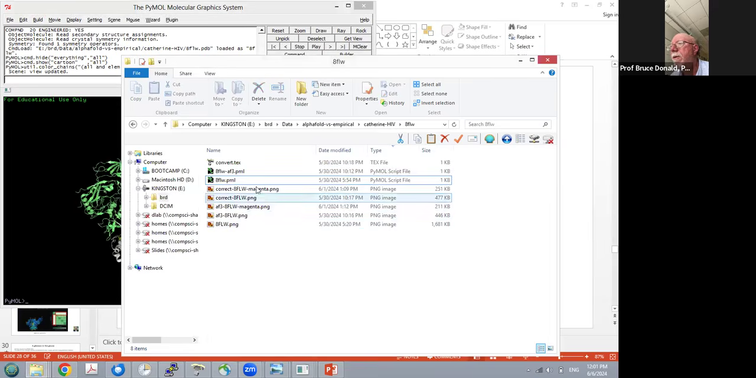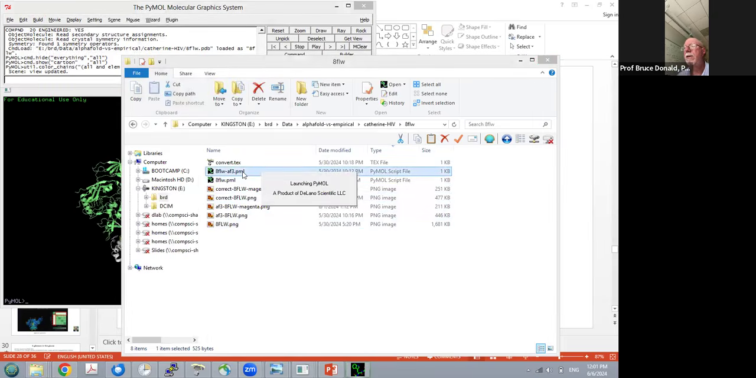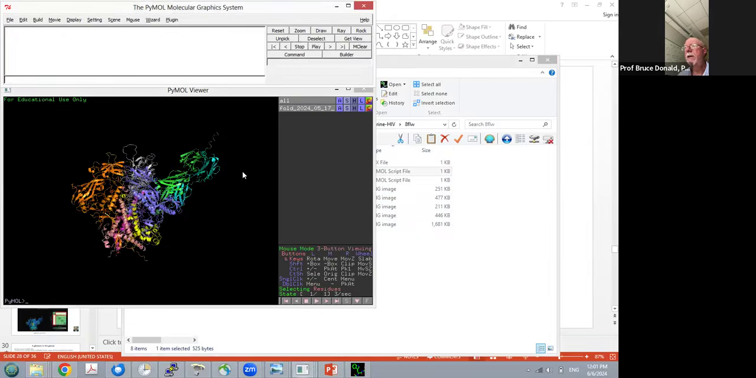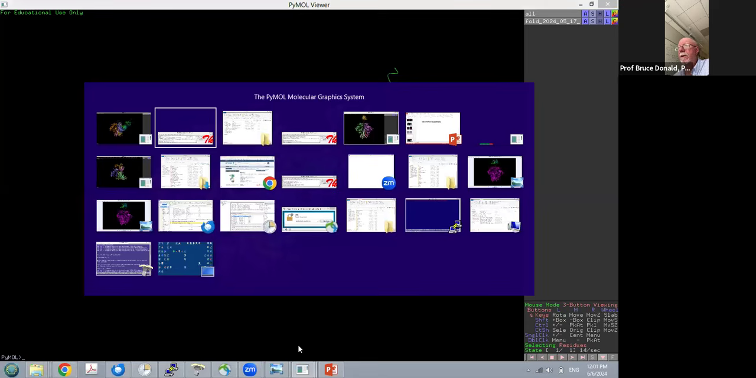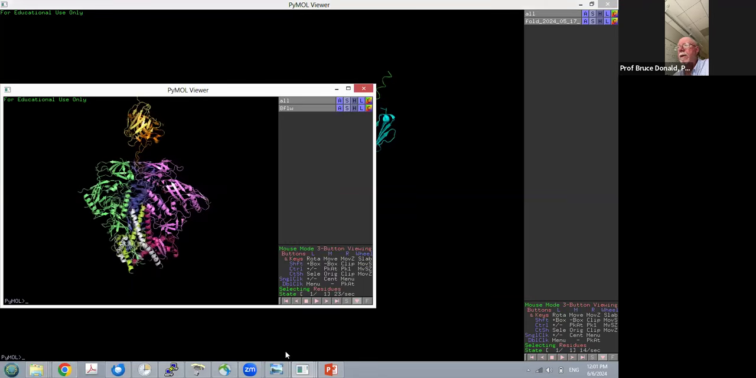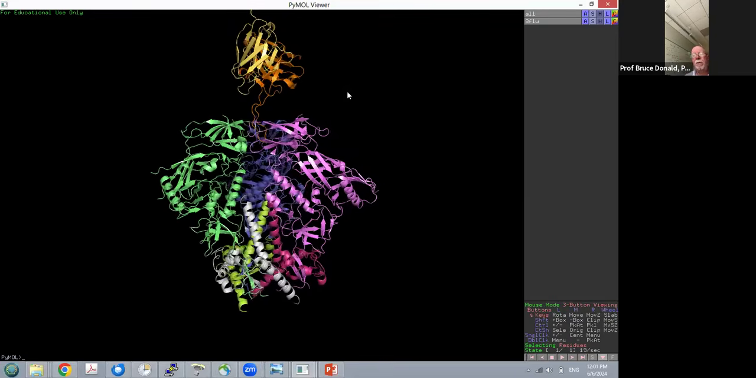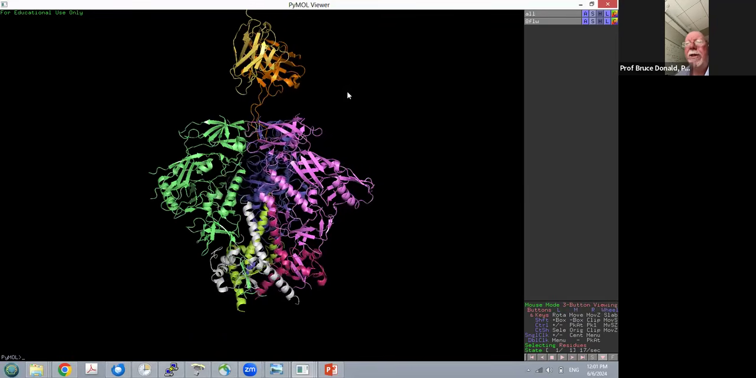And here's the AlphaFold prediction visualized in PyMOL. We can look at these, get that to rock, and let's make that big. We can go back and forth. So this is our structure in 3D, rocking back and forth.